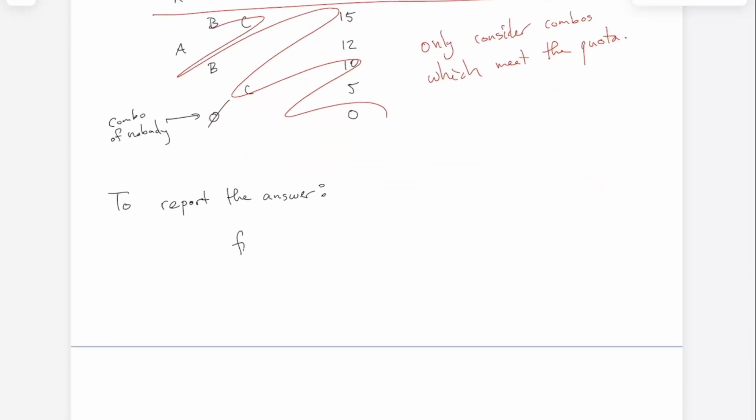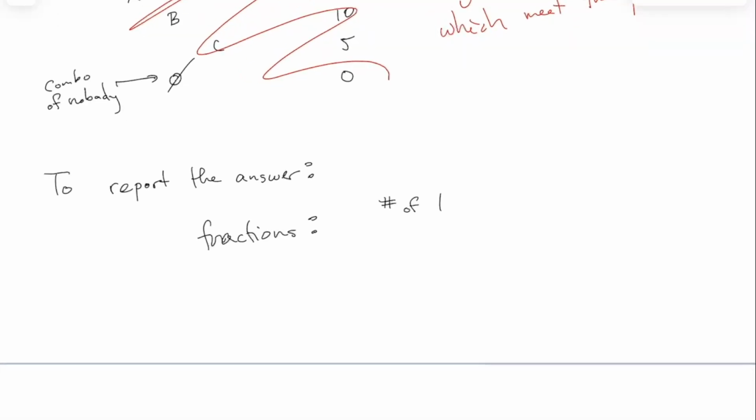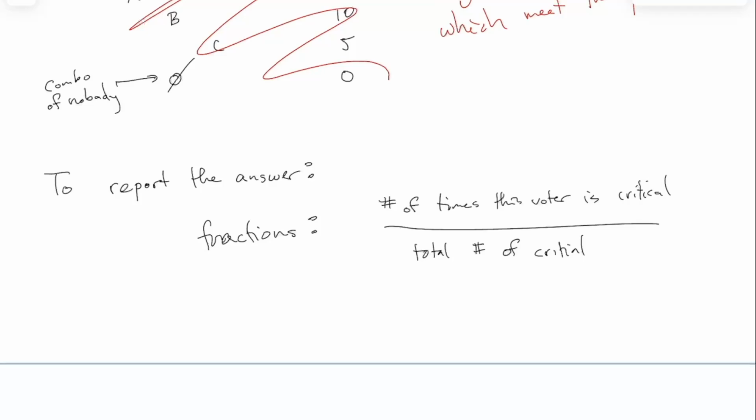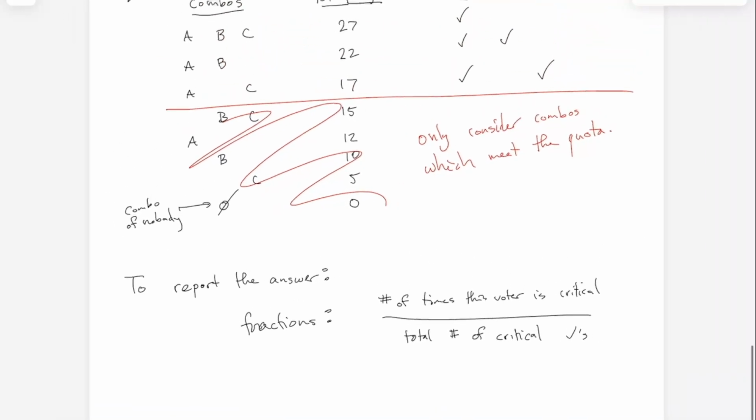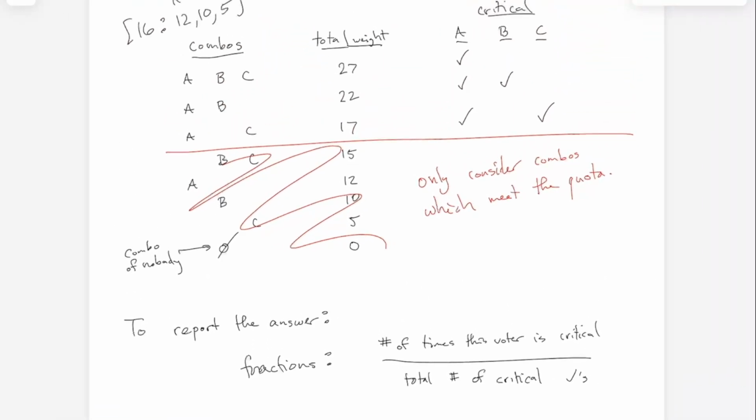So we make fractions, and what they look like is on the top, the numerator of the fraction is the number of times this voter is critical. So for A, that would be 3 in this case. For B, it's 1. For C, it's 1. And then the denominator of the fraction is just the total number of critical checks, right? So in this case, you just look at the total amount of checks there, which is 5.